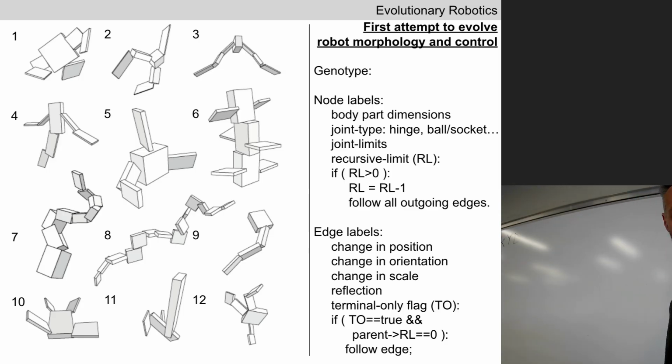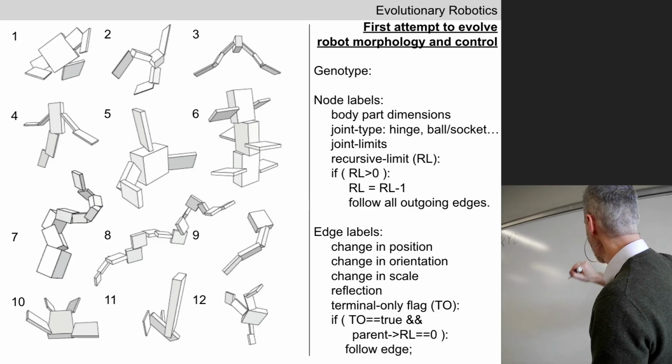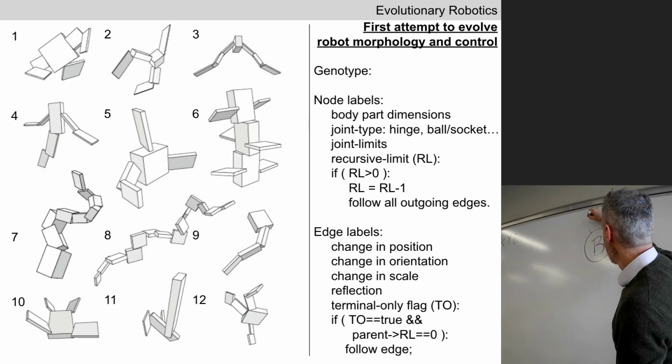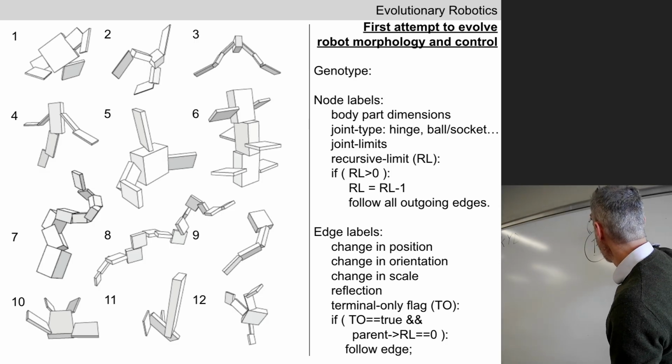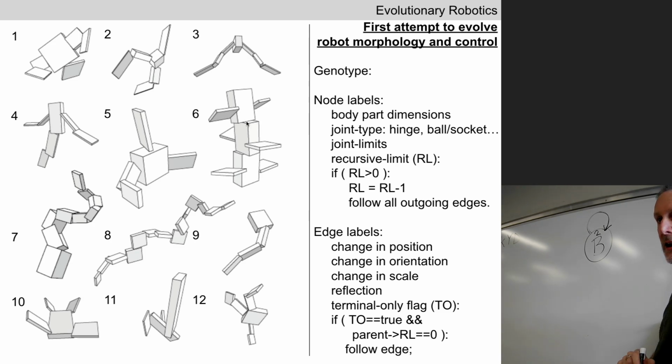I did 6. Okay, 6. It was pretty similar. I had a body node that had a self loop with a recursive limit of 2. And then 2 edges going to a limb node with a recursive limit of 0. Exactly. We're just going to build one part and off we go.